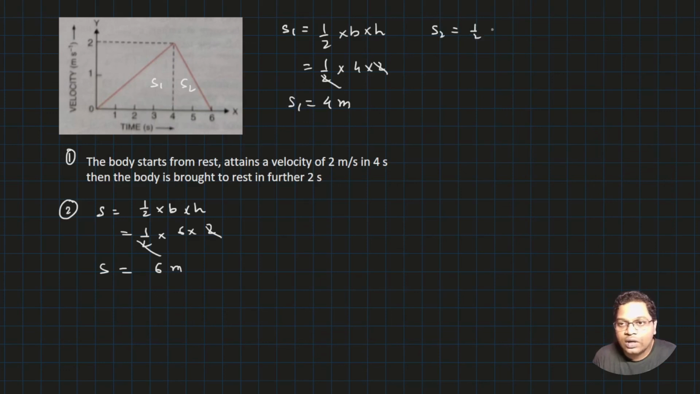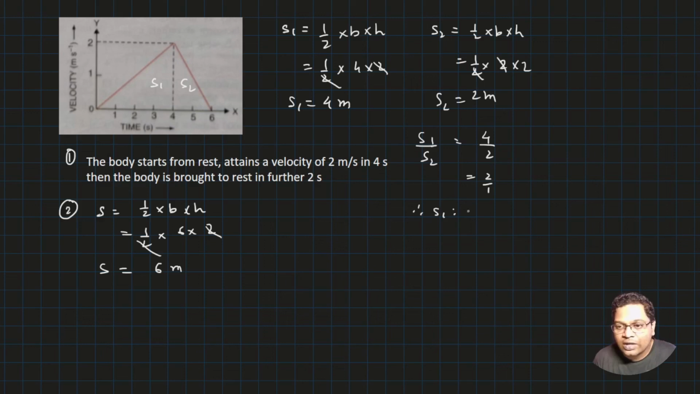And for S2, again half into base into height. So this is 2 and this is 2. So that will be half into 2 into 2, that will be 2 meters, that is S2. Okay, now to compare it, S1 upon S2, that is 4 upon 2, that will be 2 upon 1. So S1 is to S2 is 2 is to 1. That's the comparison.